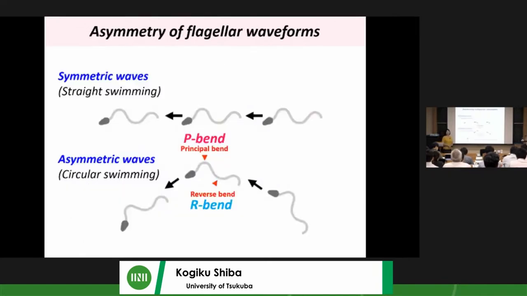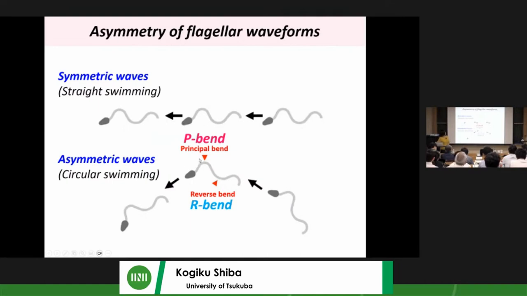So how is sperm movement regulated with the swimming direction? Sperm movement consists of the flagellum. It consists of two bends, and the two bends propagate from the base to the tip. If the two bends have the same curvature like this, the sperm goes straight.